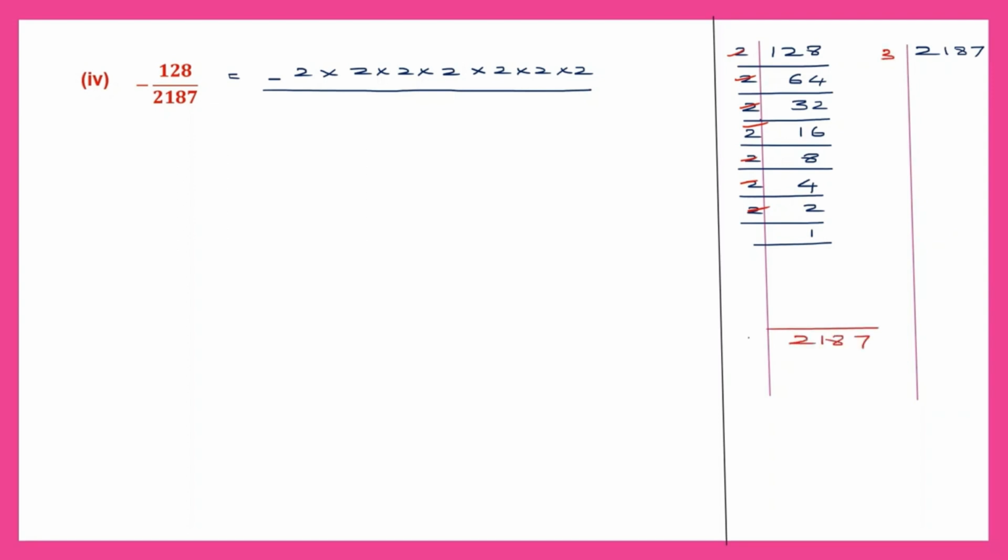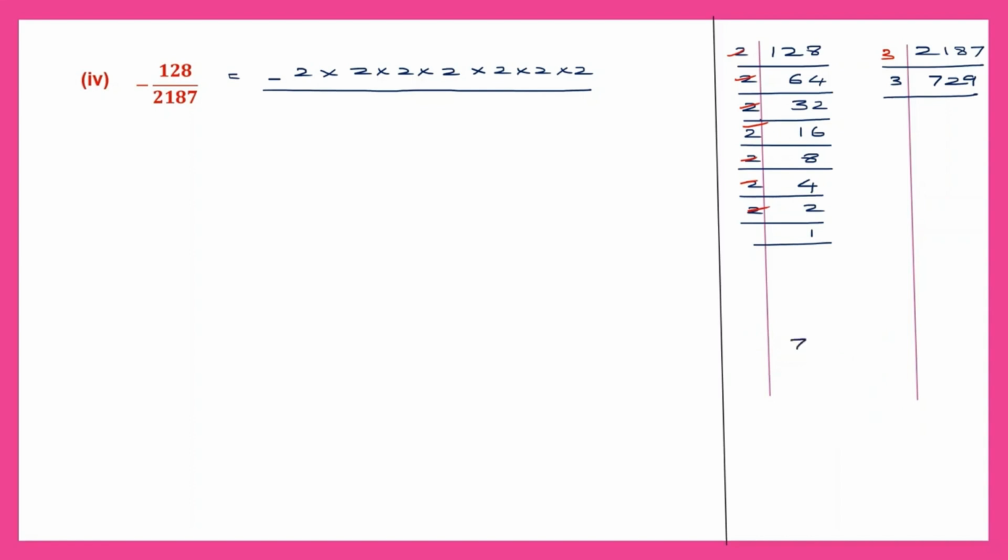2187 divided by 3. 3 sevens are 21 minus, then we bring down 8, 3 twos are 6 minus, bring down 7, 27, 3 nines are 27. So this is 0. That means 3 into 729. So we can write 729. Is this divisible by 3? Let's add it up. 7 plus 2 is 9. 9 plus 9 is 18. Yes. So we can divide this again by 3. So again divide 729 by 3 this time.